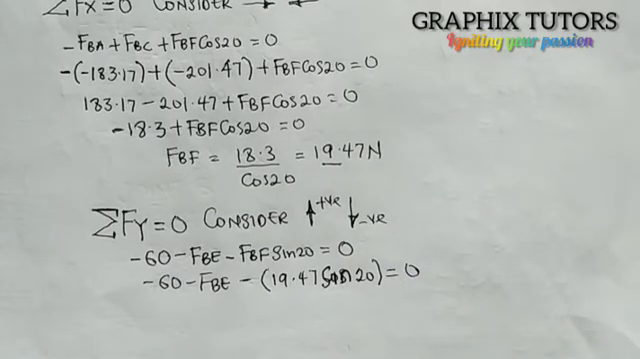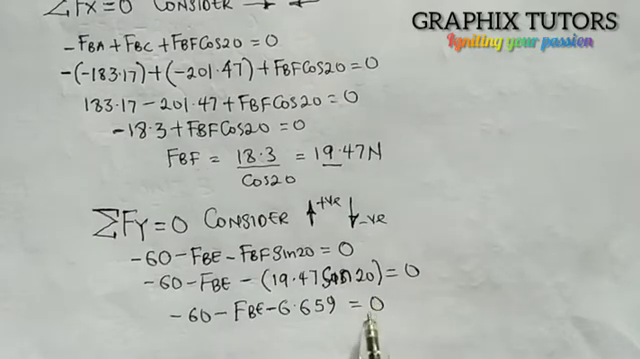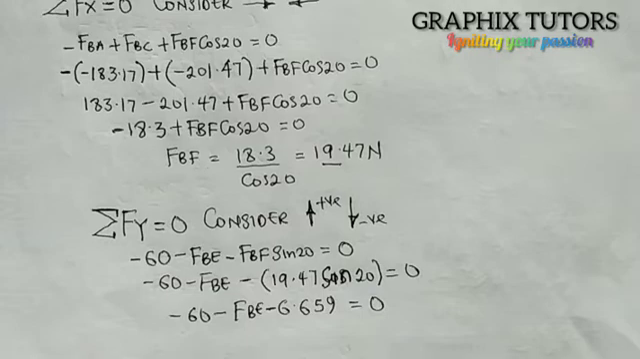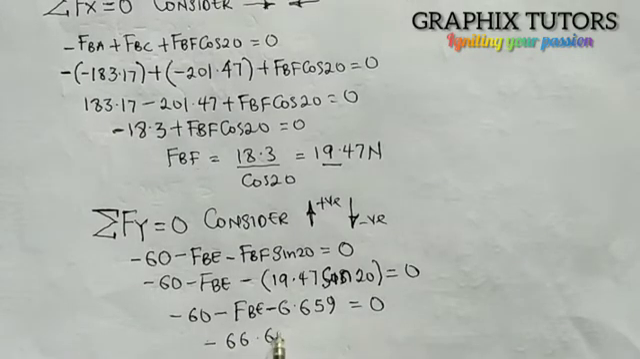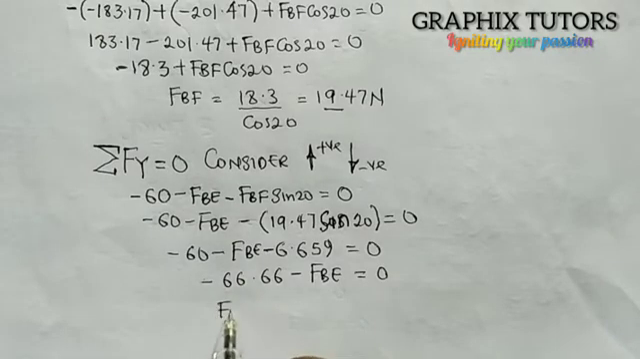Now 19.47 times sin 20, that is 19.47 sin 20, will give us 6.659. We have minus 60 minus FBE, so we have minus this, equals to 0. So if we do that, minus 60 minus 6.66 will give us minus 66.66 minus FBE equals to 0. So in doing that, FBE will give us negative 66.7 Newton. That's FBE.